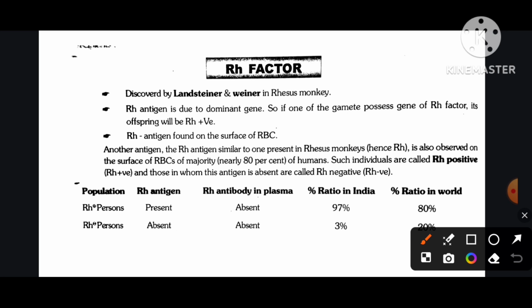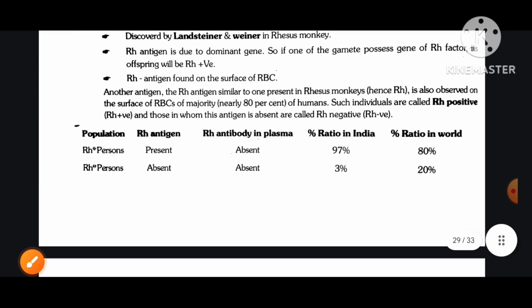Population: in an Rh positive person, Rh antigen is present and Rh antibody in plasma is absent. Percentage ratio in India: 97% Rh positive, and 80% in the world Rh positive. In an Rh negative person, Rh antigen is absent and Rh antibody in plasma is absent. Ratio in India: Rh negative 3%, and in the world Rh negative 20%.